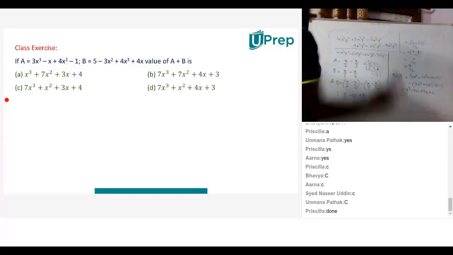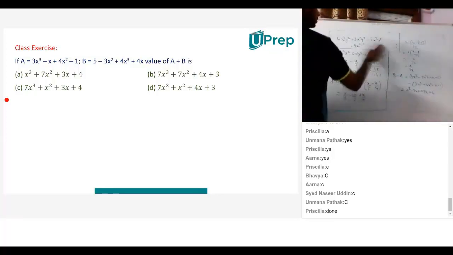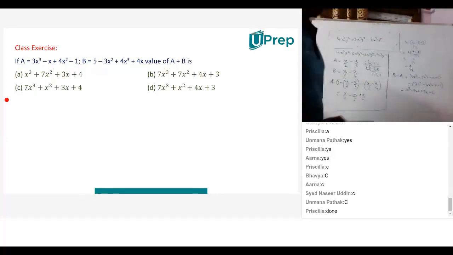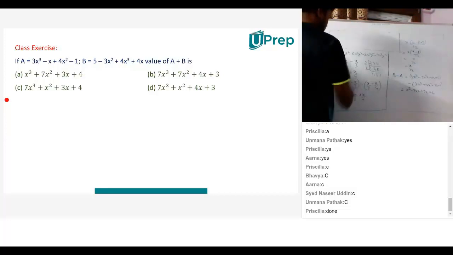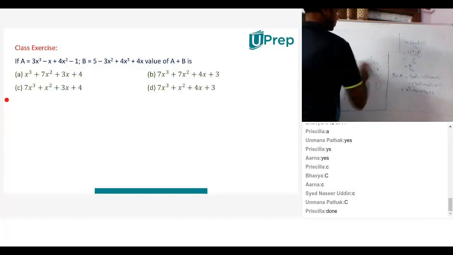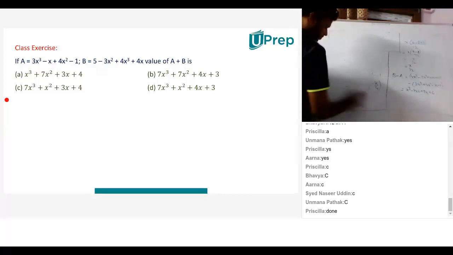Children, make a note of this, please. So can you once tell the answer? It is x cube minus 7x square plus 5x plus 6. Yes, sir, I got that. I got that answer, sir. Okay.